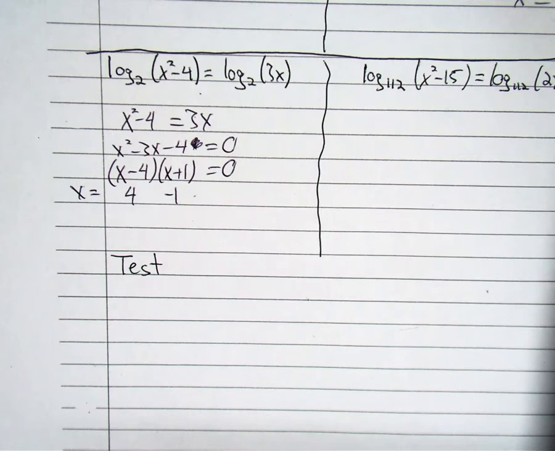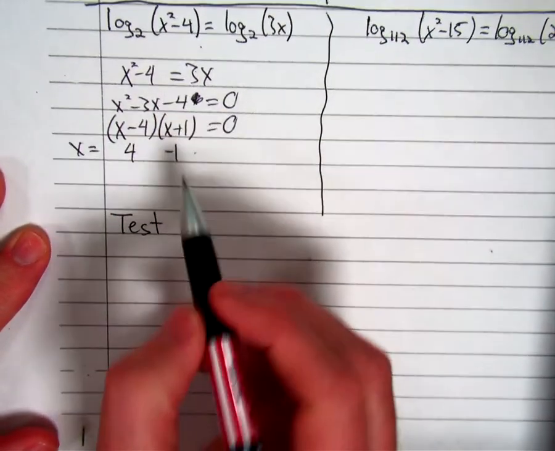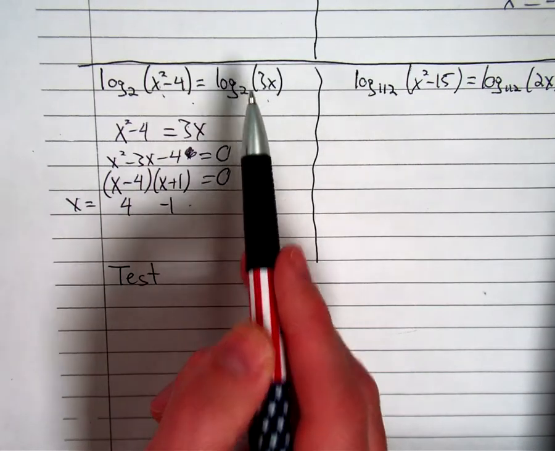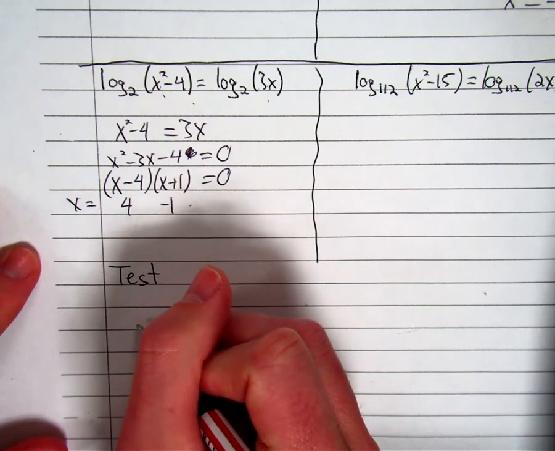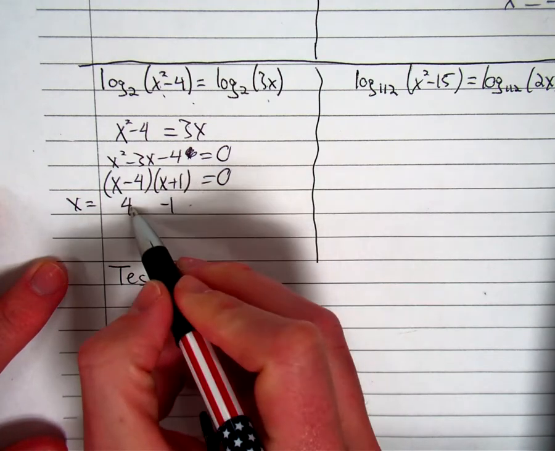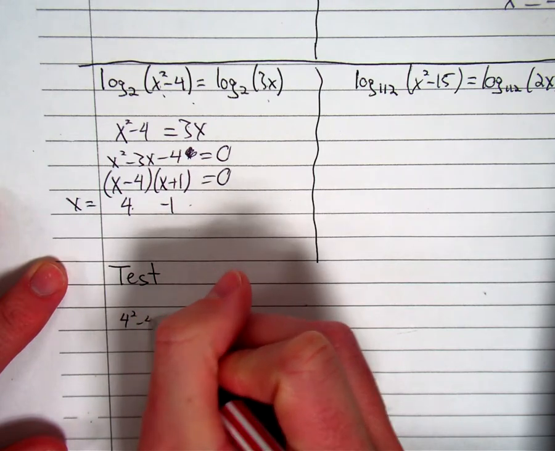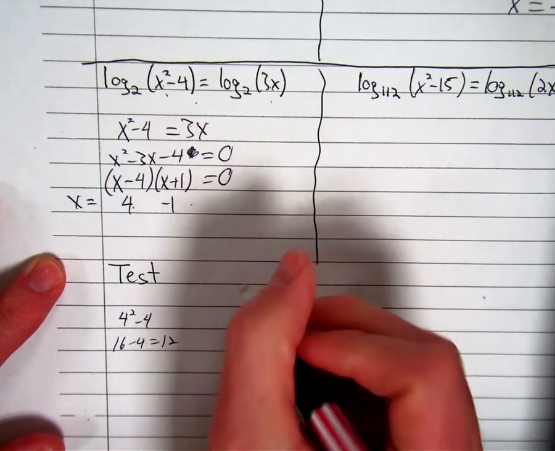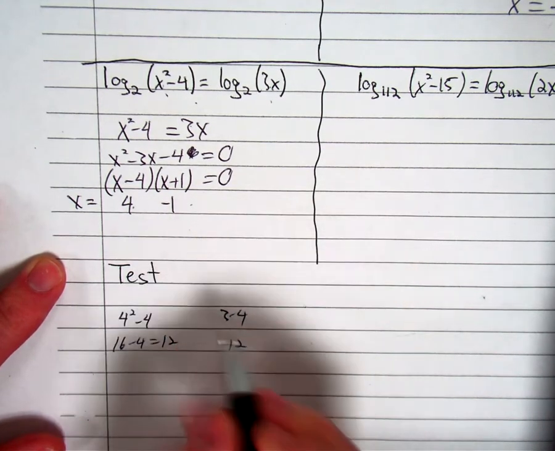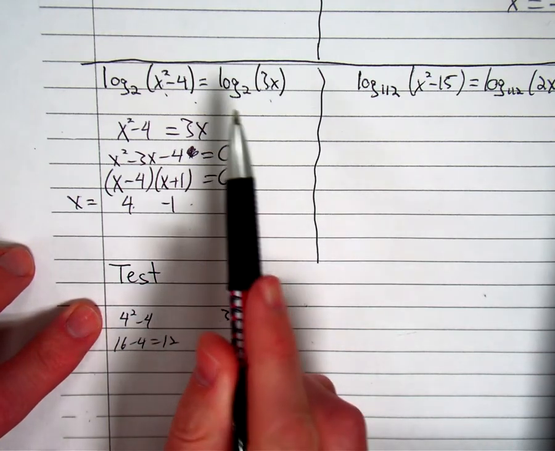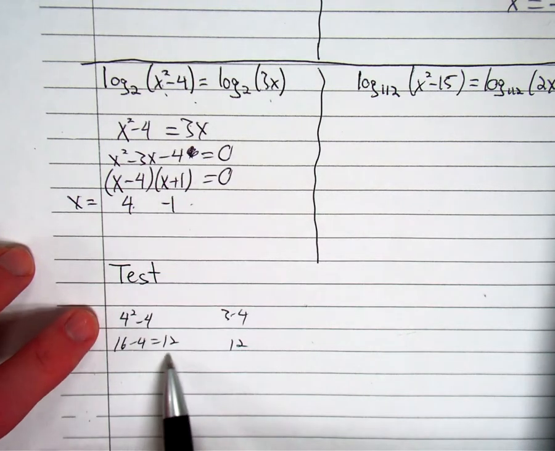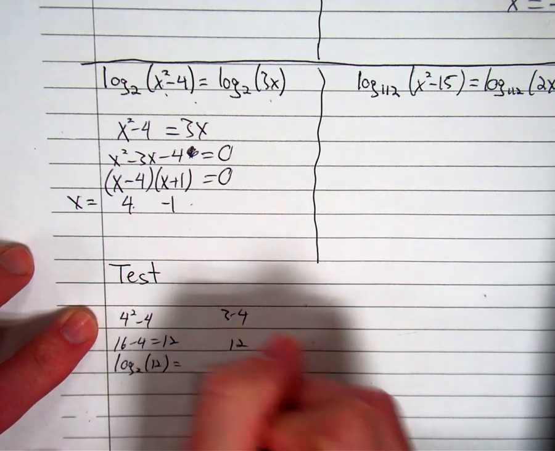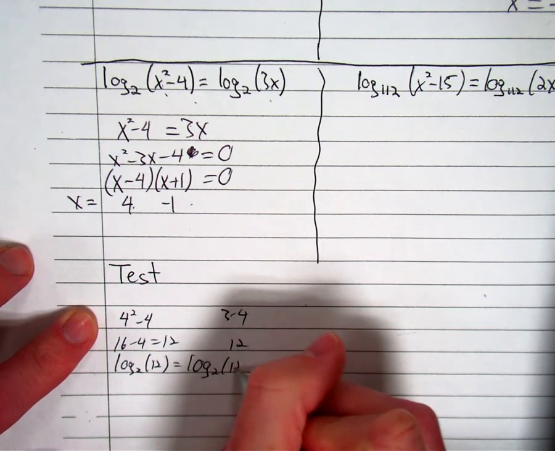We'll see. So let's put 4 in. I'm just going to do the quantities here, because we need these quantities to end up being equal and positive. So we're going to go with 4 squared minus 4, that's 16, minus 4, that's 12. And on the other side, we have 3 times 4, that's also 12. So if I put my 4 in, 4 squared is 16, minus 4 is 12. 3 times 4 is 12. So we'd have log base 2 of 12 equal to log base 2 of 12.